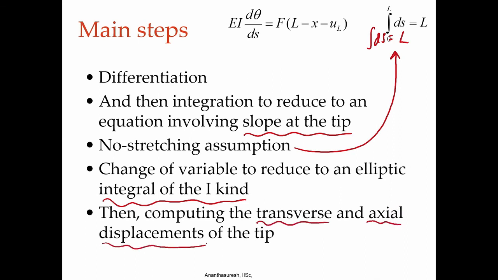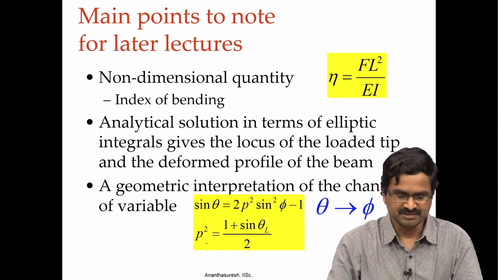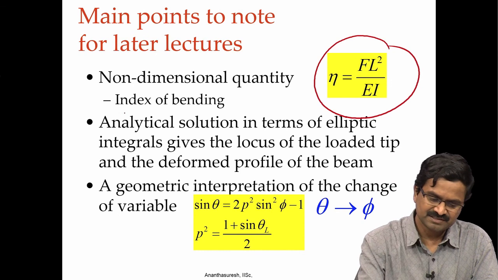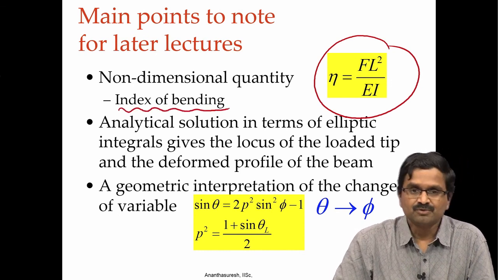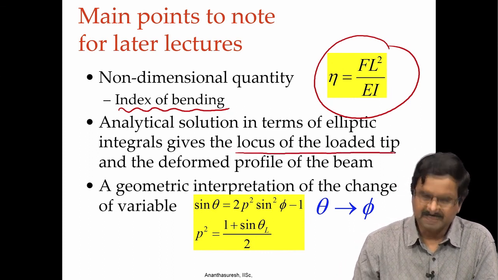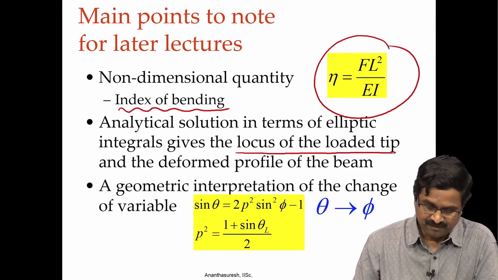And finally, we also saw how to get transverse and axial displacements of the free tip, and also we can get them for any point on the profile of the beam. So, you can get the entire deformed profile. And some more things that we need to note for later lectures is that this non-dimensional quantity eta has a lot of significance. We call it the index of bending, and then the analytical solution that we got lets us draw this locus of the loaded tip, which has very important implications in what we will discuss in later part of this week's lecture.